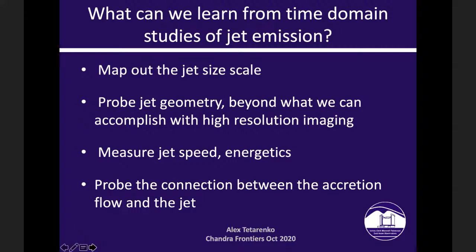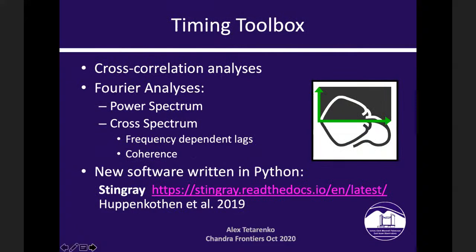So there's a lot we can learn from detecting variability in these systems. But to really take advantage of that, we need the right tools that allow us to not only characterize the variability that we see, but also connect variability signals between different wavebands. And one of the tools we have at our disposal is, first, simple cross-correlation analysis. This allows us to compare two signals, determine how correlated they are, and even place estimates on any time lag or delay we might see between the emission in different bands.